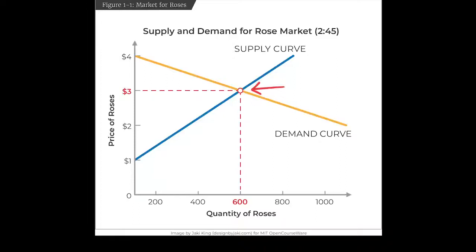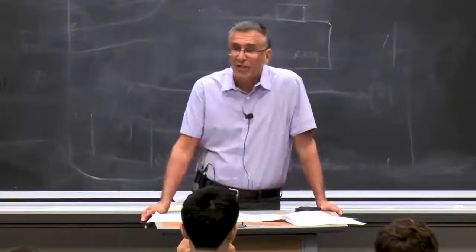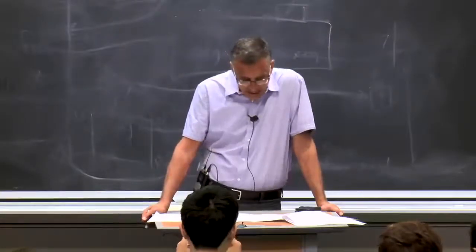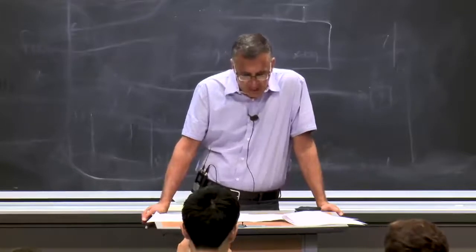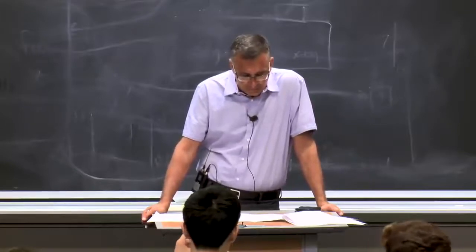Therefore, it's the equilibrium. Highly non-technical, but that's the basic intuition. Okay? The point at which they're both willing to make that transaction, the point at which they're both satisfied with that transaction, is the equilibrium, which in this case is $3 per rose and 600 roses.